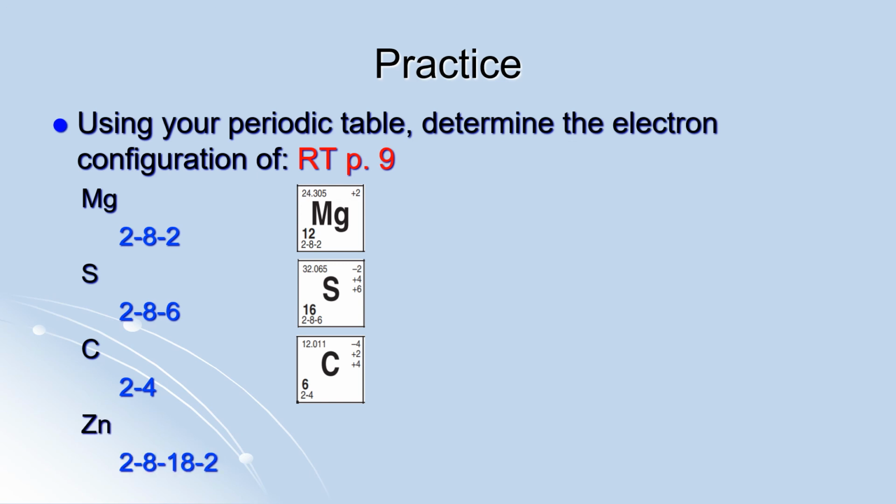Finally, let's talk about zinc. Find zinc in the periodic table. Here we have the electron configuration 2-8-18-2, which means zinc has 4 orbits or energy levels. First orbit has 2 electrons, second orbit has 8 electrons, third orbit has 18 electrons, and then the fourth orbit has 2 electrons as well.